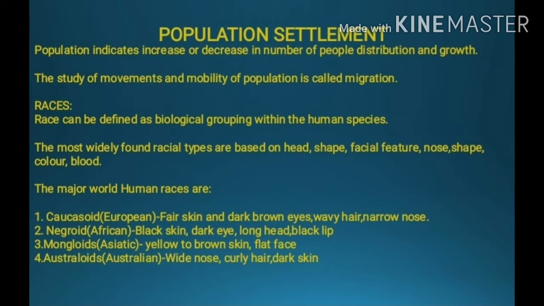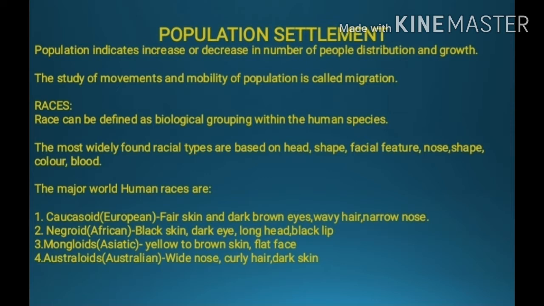So the most widely found racial types. How can we identify them? For example, if you want to identify a person, you will say how tall or short they are, their color, and their facial features. So that represents the races. Some of the racial types are head shape, facial features, nose shape, color, and blood. So these are the features that represent the racial types.